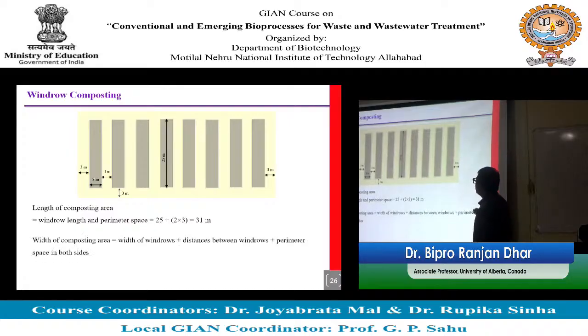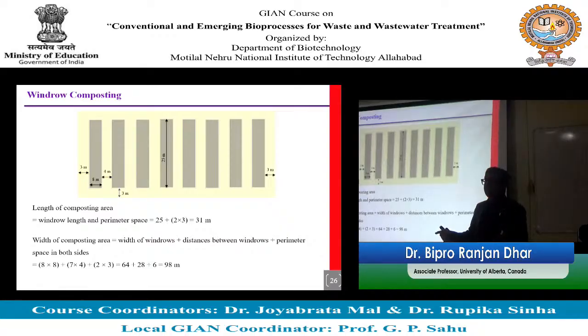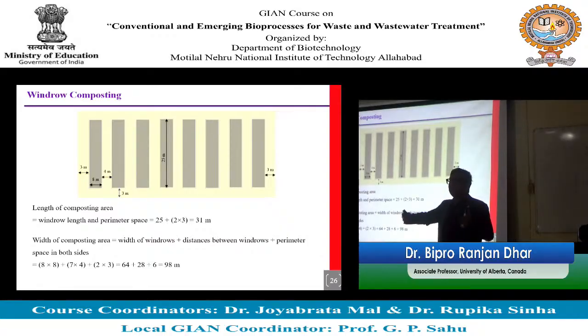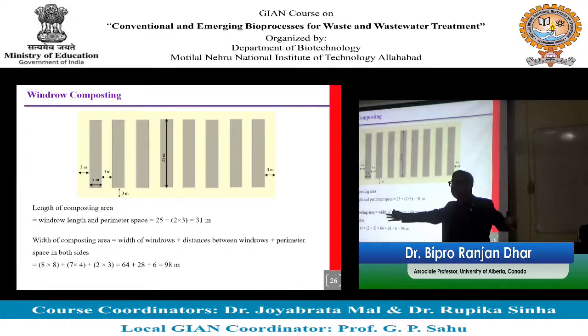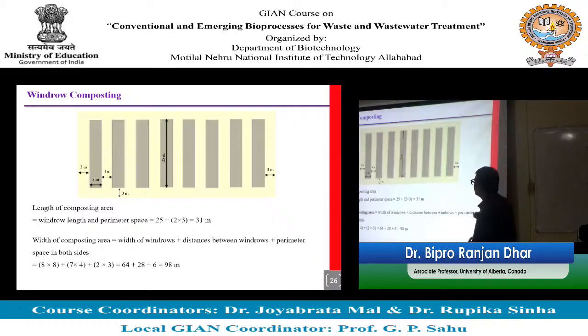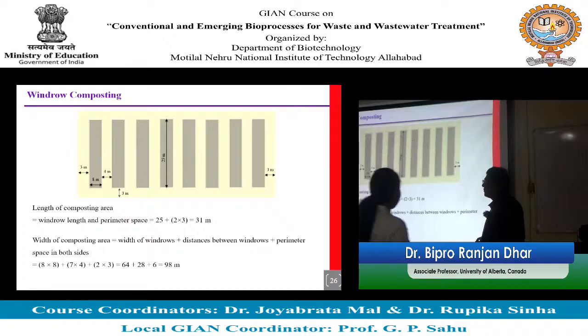So the width is going to be, you have diameter 8 and you have 8 windrows, right? So 8 multiplied by 8, 64. We have a gap between two windrows of 4, and I have 8 windrows, so that means we have 7 gaps, right? So 7 multiplied by 4. Now on both sides I have 3 meter and 3 meter, okay. So 3 multiplied by 2 is 6. So 64, 28.